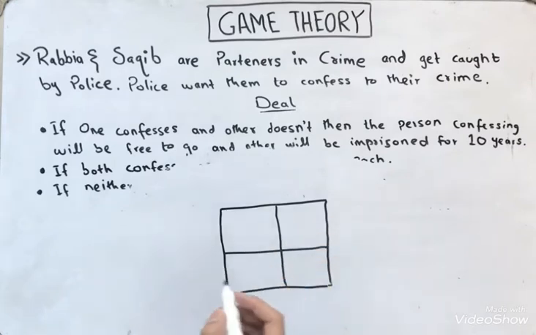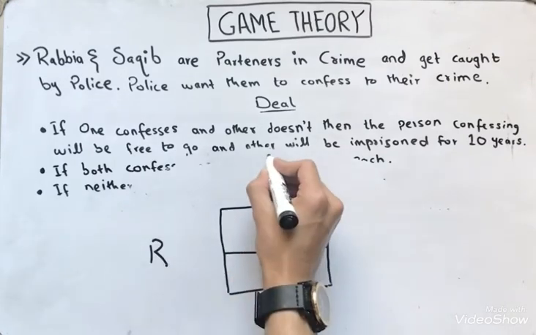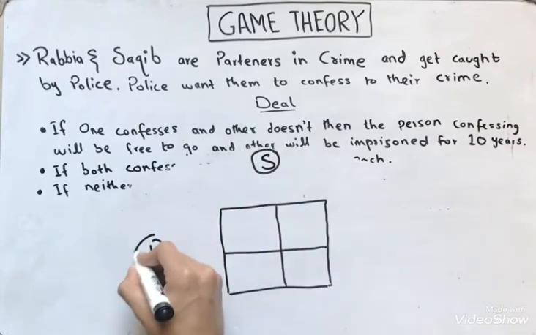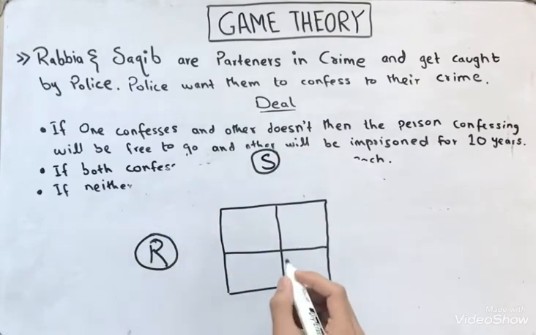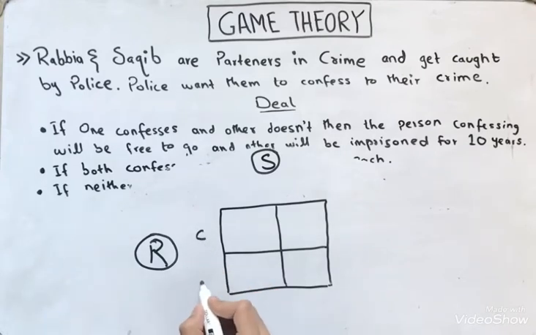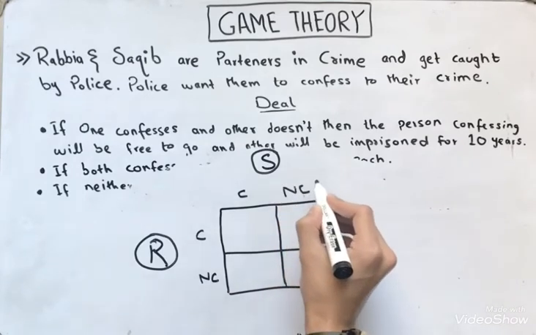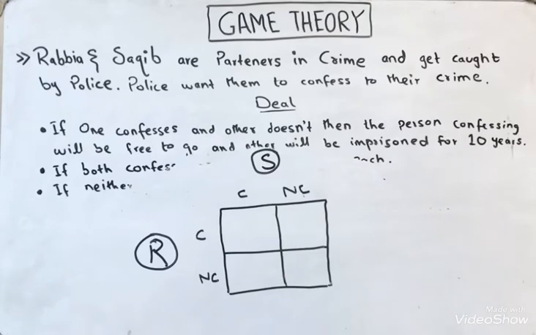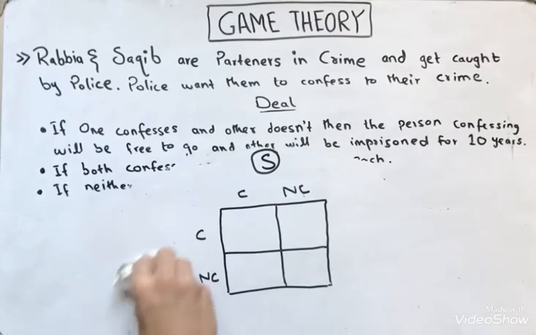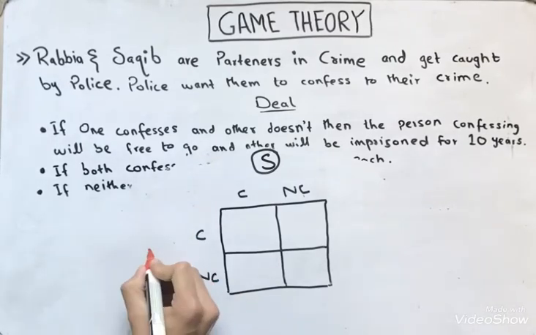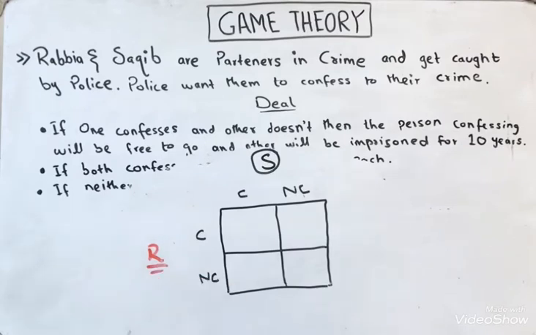For example, I'm using R for Rabia and S for Saqib. So I want to write here confess and not confess. With this you can actually see whether the outcomes for each of their decisions are really in favor of them or not. I'm going to be using red color for Rabia and green color for Saqib.